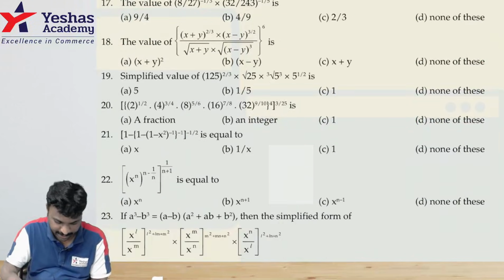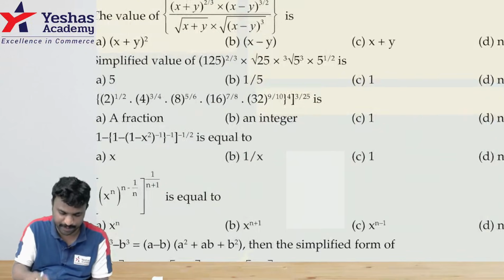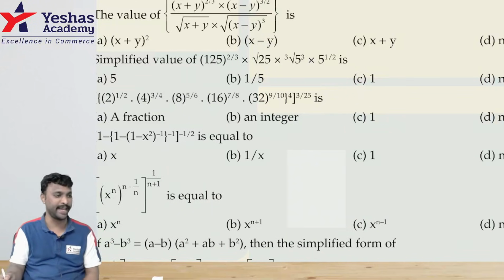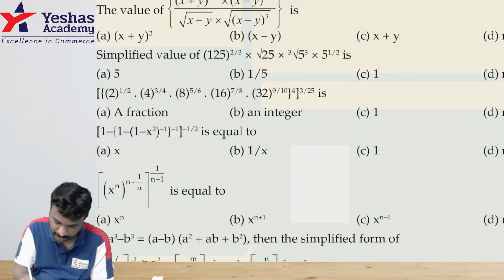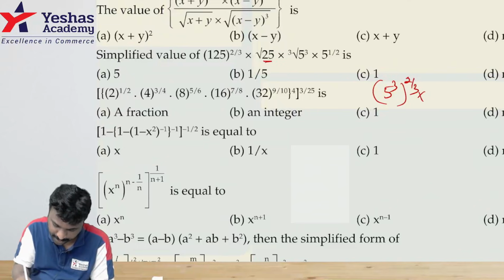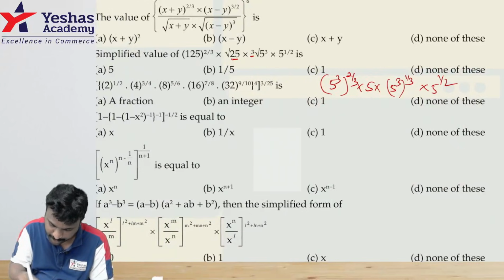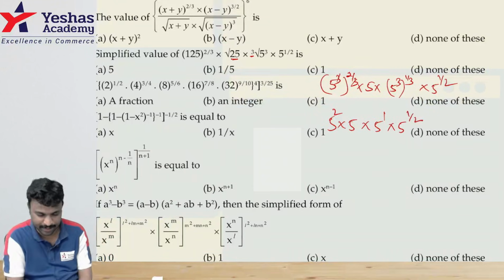Question number 19. The simplified value of this. First of all, is 125 a prime number? No. 125 can be written as 5 power how much? 5 cube. Very good. 5 cube whole power 2 by 3. And 25 root is 5. And 5 cube whole power, what is cube root means? 1 by 3. And 5 power 1 by 2. Guys, what is this? 3 cancel. So 5 square into 5 into 5 power 1 into 5 power 1 by 2. So what's the result of this, guys?